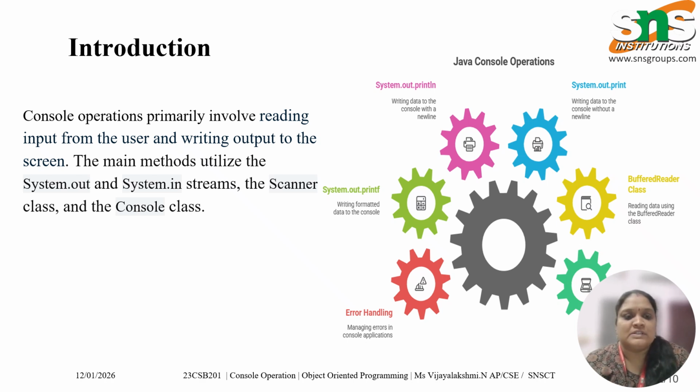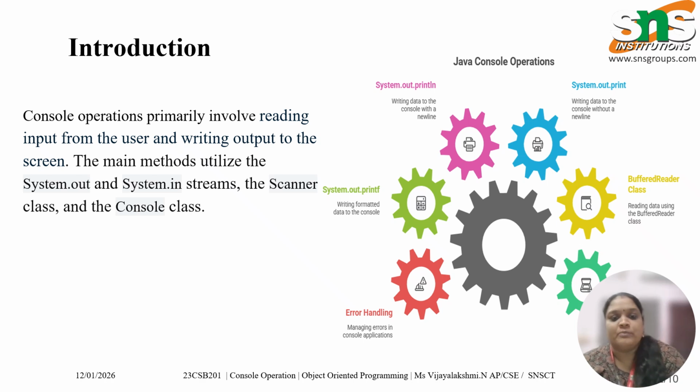The main methods we are going to utilize here are the System.out and System.in streams, the Scanner class and the Console class. So this is the diagram here. System.out.println means writing data to the console with a new line. System.out.print means writing data to the console without a new line. The ln is nothing but new line. If I don't mention ln, it will display the data on the monitor not in a new line, and the output will be continuous.